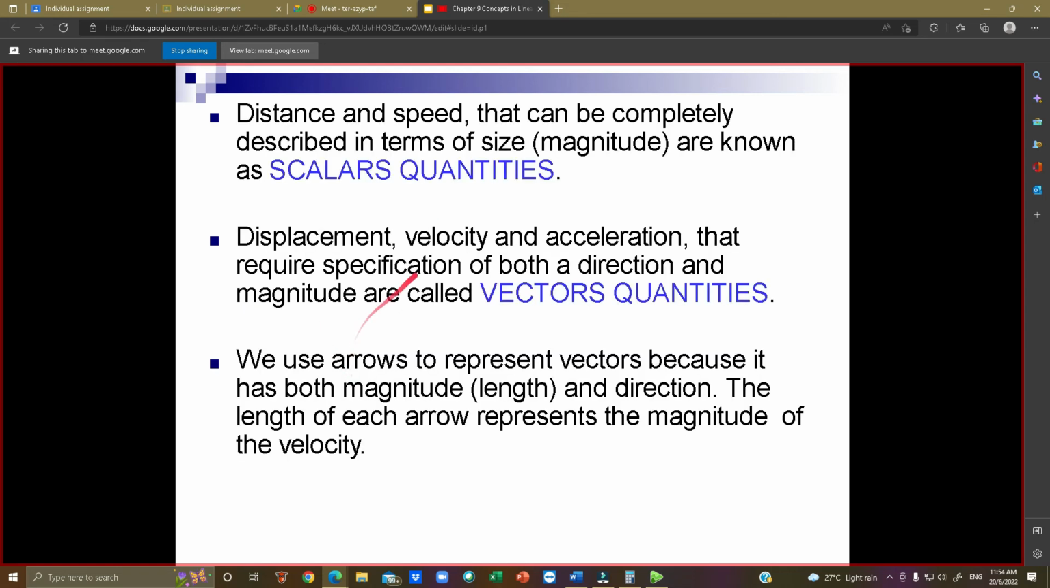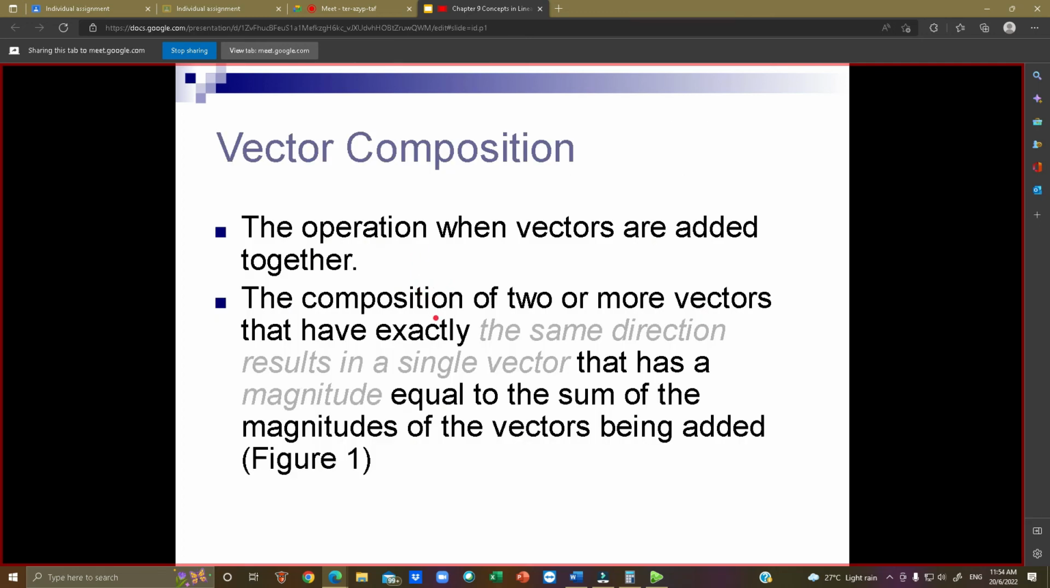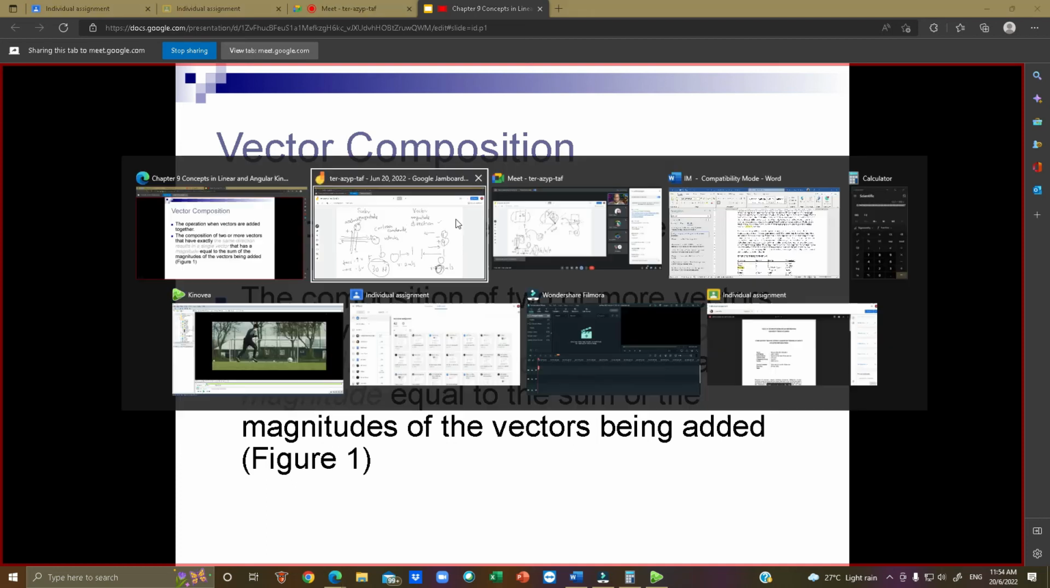Okay. So distance and speed, which can be completely described in terms of size, magnitude, are known as scalar quantities. Displacement, velocity and acceleration, which require specification of both direction and magnitude, are called vectors. So to visualize vector quantities, we use arrows to represent those vectors because they have both magnitude and direction. Okay. Dia akan pakai arrow. And when we talk about arrows, there are vector compositions. Okay, vector begini.